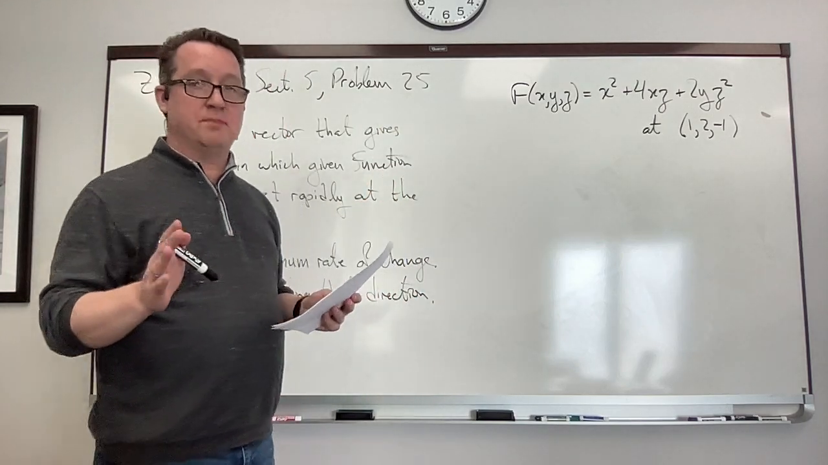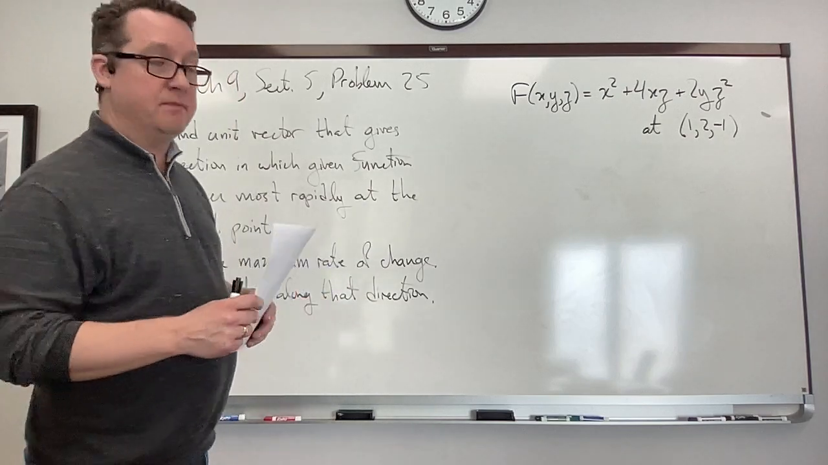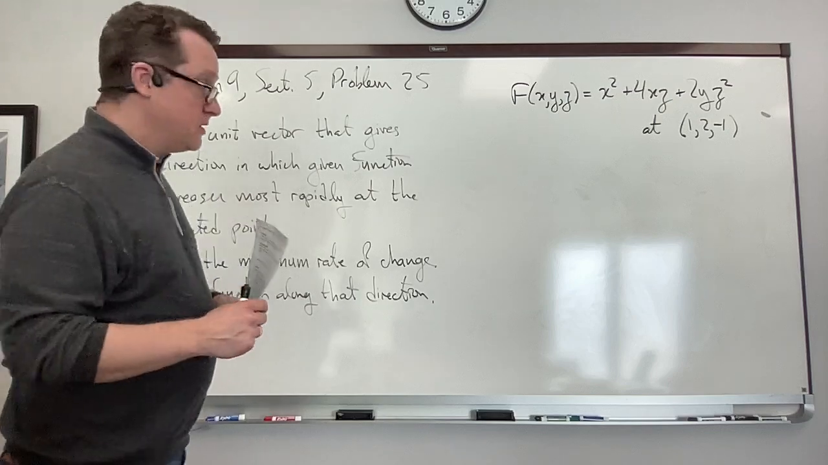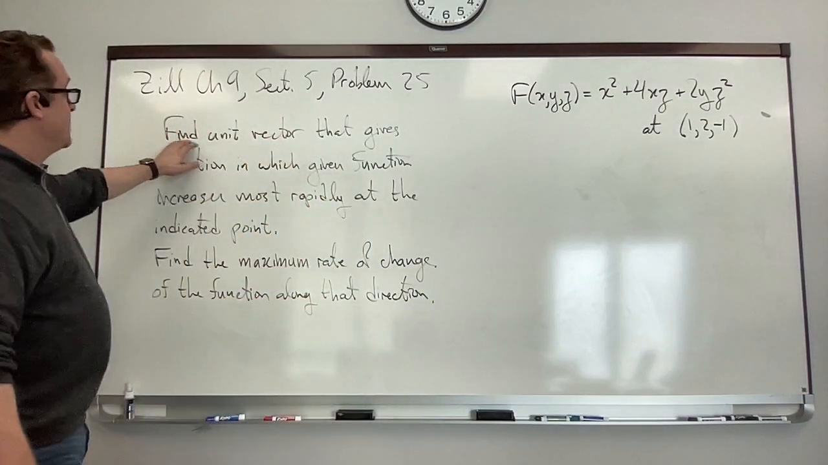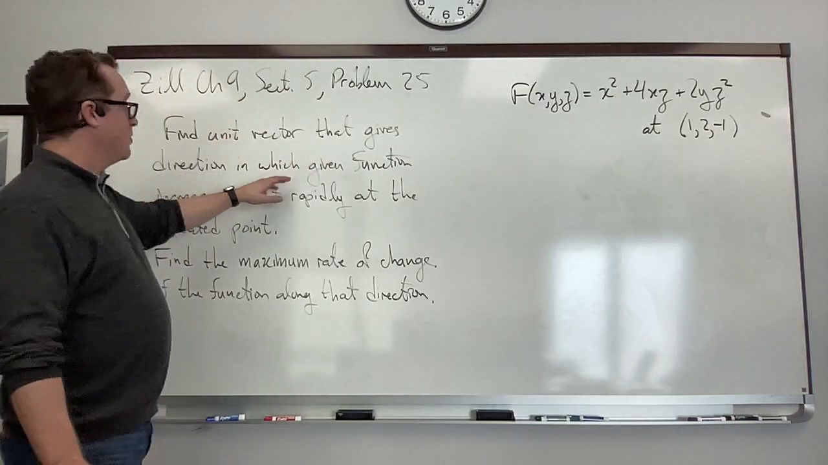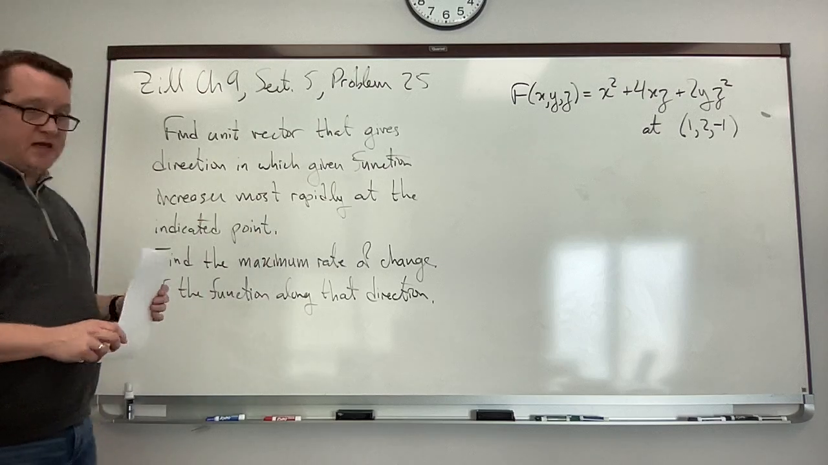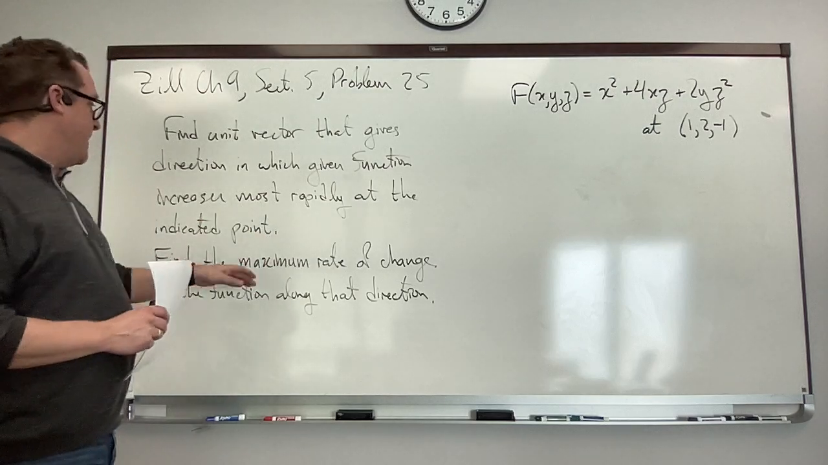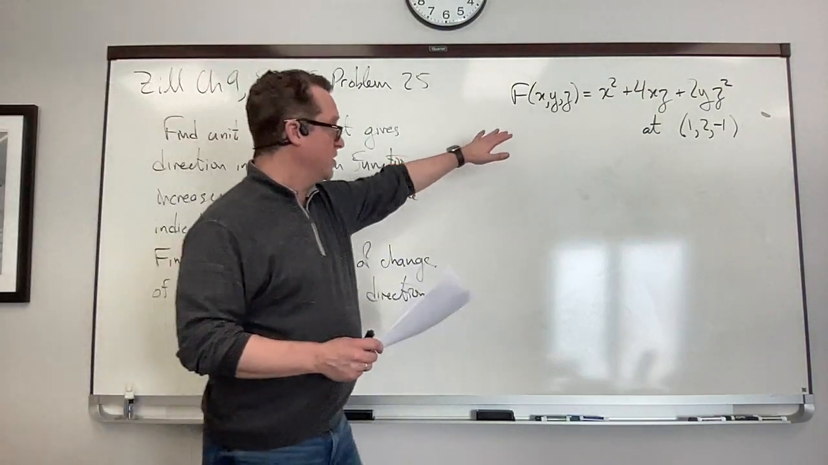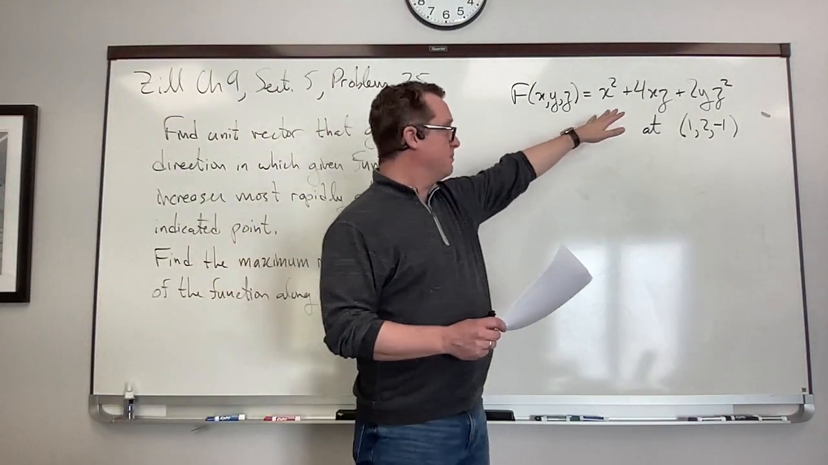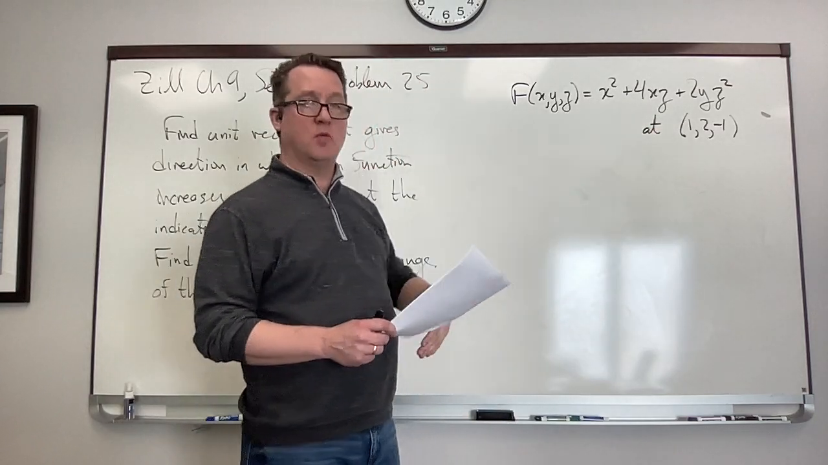It's a very short one, a very simple one, but it'd probably be worth maybe 10% of the exam as an example. Okay? So the problem statement, and this is what you'd be given on the exam, is what we have written on the board here. It says, find a unit vector that gives the direction in which the given function increases most rapidly at the indicated point, and find the maximum rate of change of the function along that direction. We're given the function f of x, y, z is x squared plus 4xz plus 2yz squared, and the point of interest is 1, 2, minus 1.